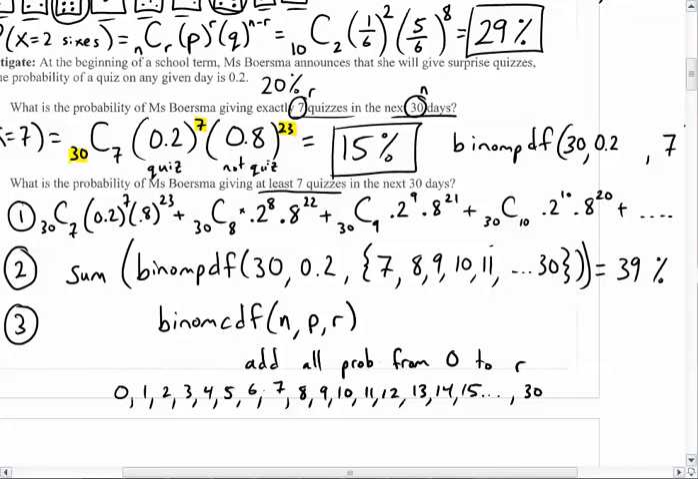Adding up all the possibilities from 7 quizzes to 30 quizzes is exactly the opposite of adding up the ones we left out. So this is what we want: all the possibilities from 7 quizzes to 30 quizzes. The opposite, the ones that we left out, are having 0 quizzes all the way up to 6. So if we take our binomial CDF function, out of a total of 30 days, with a chance of having a quiz at 20%, we want to add up all the probabilities from 0 to 6. This should give us exactly the opposite of what we want. Let's try it out.